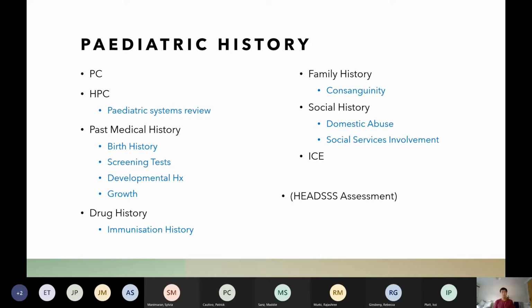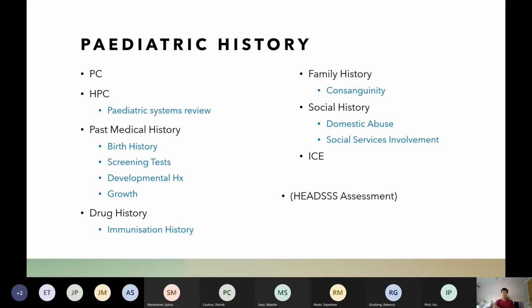Within the past medical history, because often you're talking about babies who don't really have many medical conditions, there'll be less on that, but there'll be more on these things. So the birth history, screening tests, how they're developing and their growth. Don't ever forget growth, it's really important. Drug history, you'll talk about immunizations, often they won't be taking drugs.